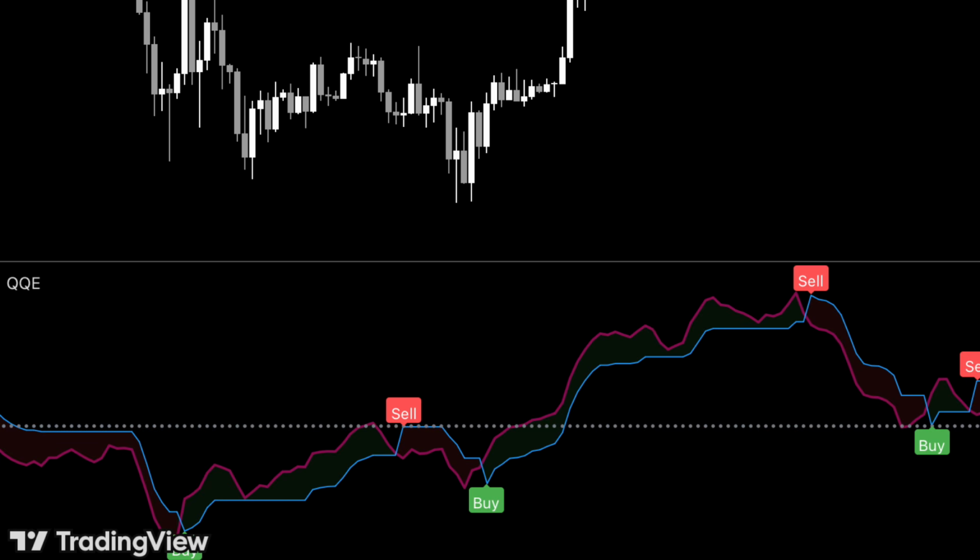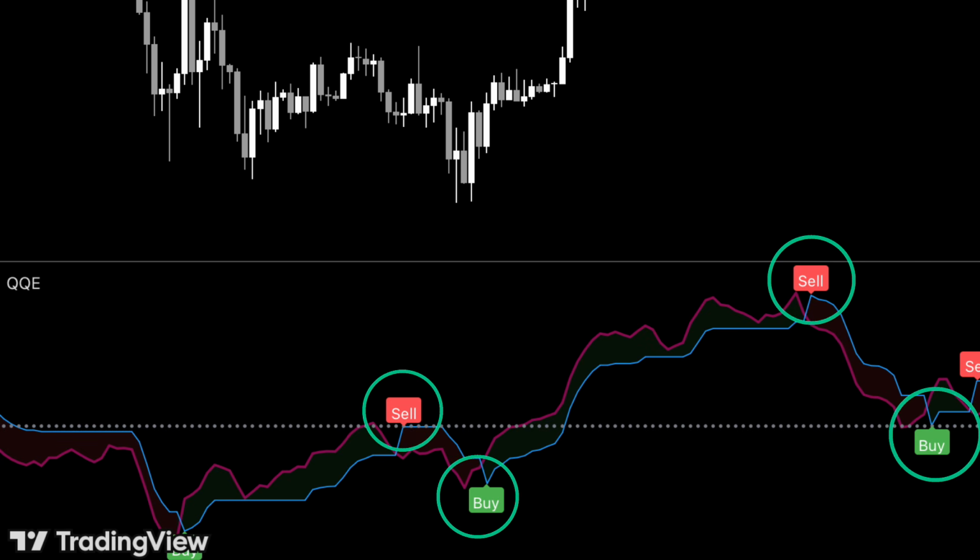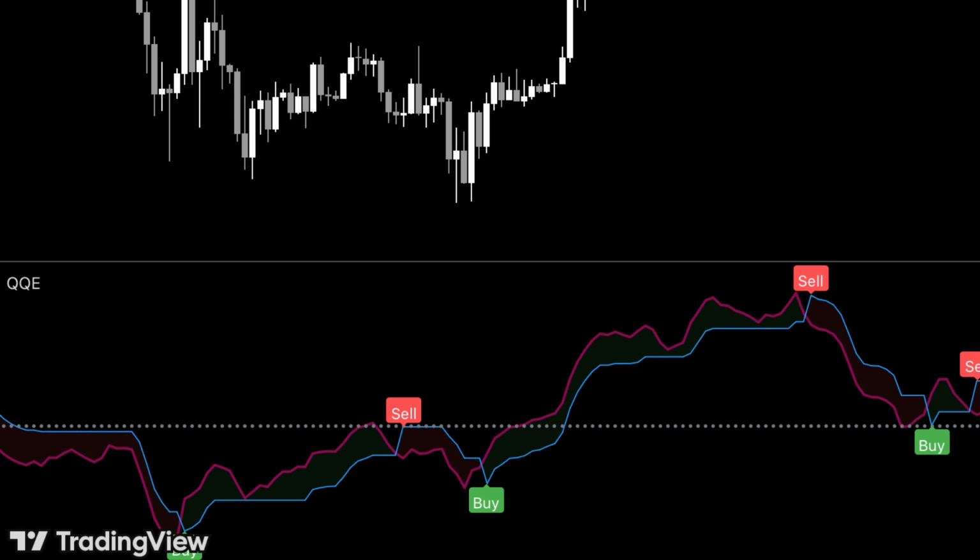When fast crosses slow, the script draws a buy or sell label. When fast crosses the 50 line, it simply shifts between bullish and bearish territory. Do not confuse the two. A cross of the 50 line does not print a trade label.